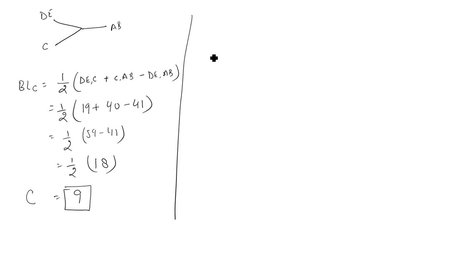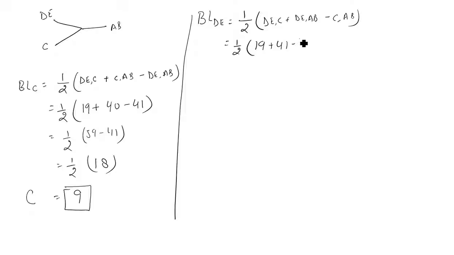Now let's calculate for DE. Branch length of DE equals 1 by 2 times DE comma C plus DE comma AB minus C comma AB. So this will become 1 by 2, DEC is 19 plus DE comma AB is given here, 41, minus 40. So 19 plus 41 is 60, 60 minus 40 is 20. So it will be 1 by 2 of 20, which is 10. So this value we have calculated is 10.